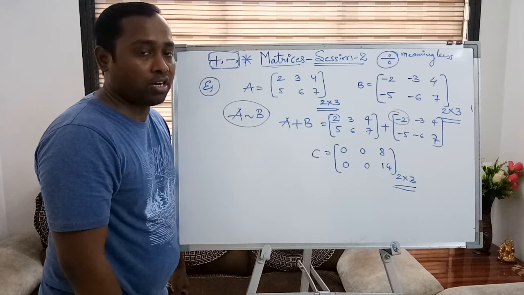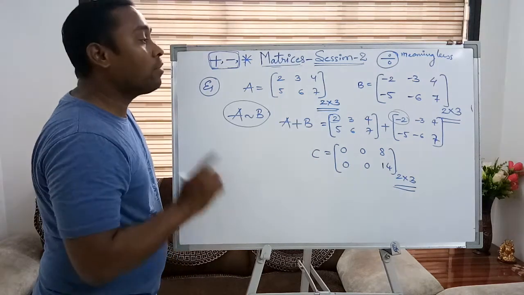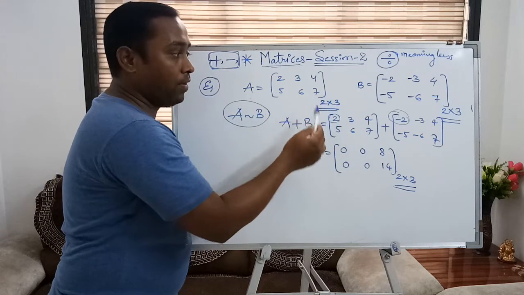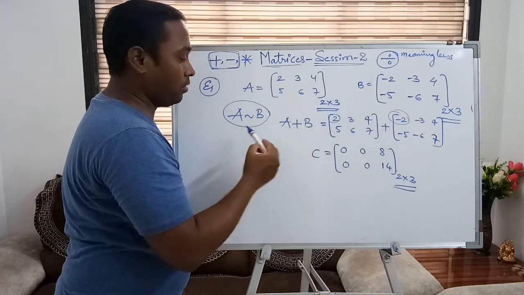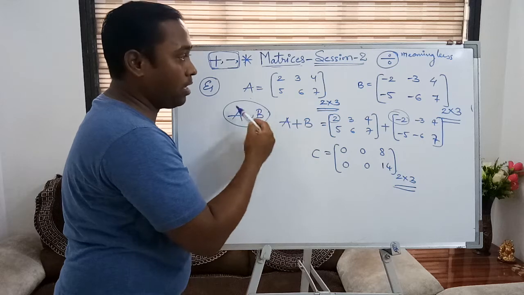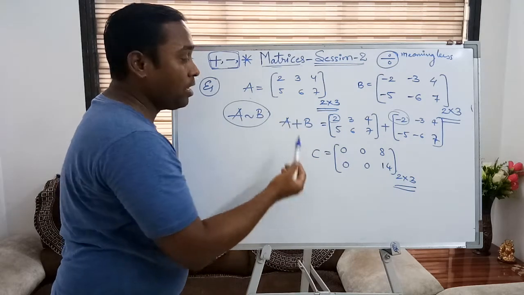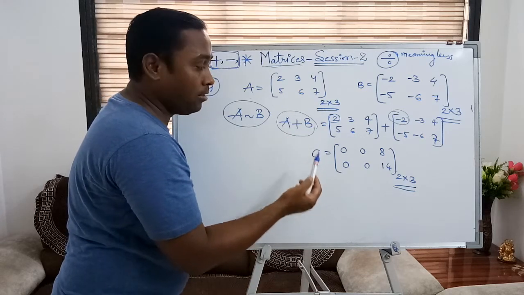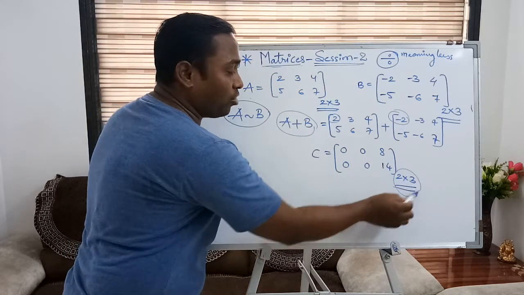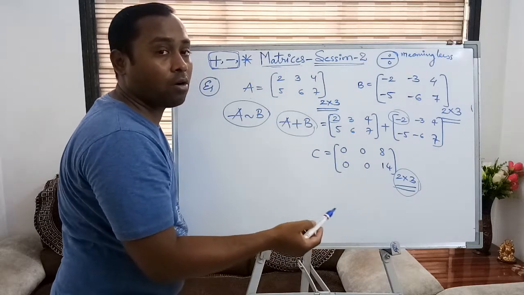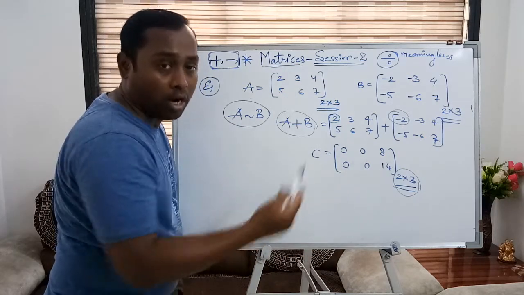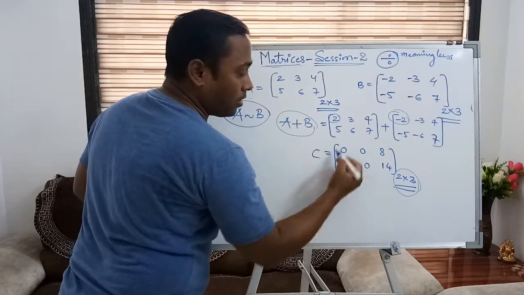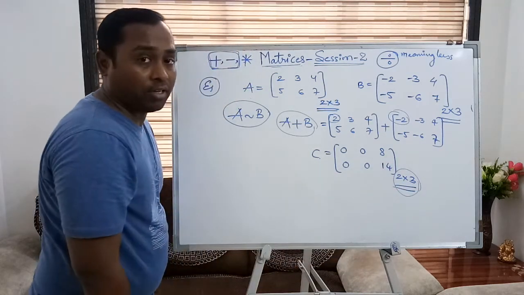It's the most important observation from addition. What I am saying here is, if matrices A and B have the same order, then we can add them, we can subtract them. But while adding or subtracting the matrices, the order does not change. The order of the resultant matrix will not change. Remember? So hence the order of the C matrix, the resultant matrix, is still 2 by 3.